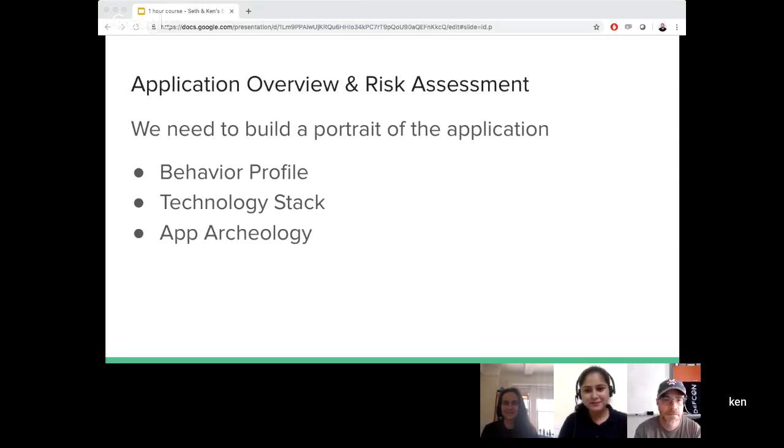If you don't understand the application's purpose, you don't understand its technology stack, you won't understand the results of any scanner. So you can pretty much throw away everything else, if you had to, and just go right to that.